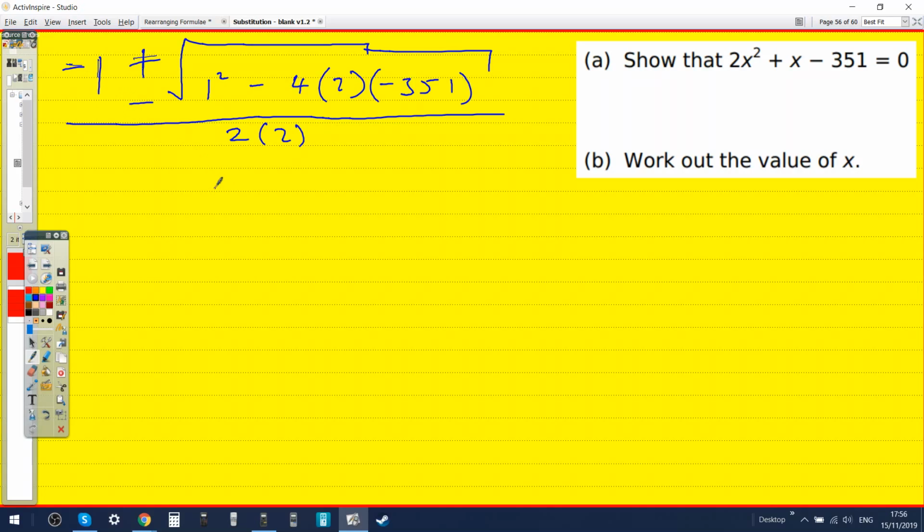Minus 1 minus the square root of 1 times 4 times 2 times minus 351 over 4. I got an error this time. I'll try again. Minus 1 minus square root of 1 minus 4 times 2 times minus 351 over 4. Okay. Minus 13.5. So 13.5. And what was the other one, do you remember? 13.